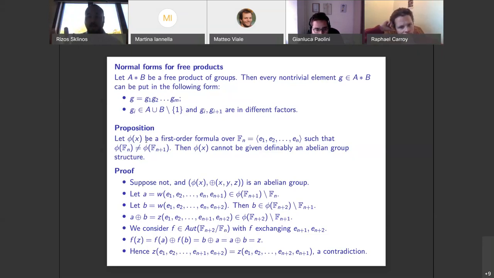So since my operation plus is commutative, I should have that Z is equal to F of Z, right? And that's the contradiction, because Z now is an honest element of Fn plus 2, and if you check the normal forms of Z, E1, E2, En plus 1, En plus 2, and the normal form of F of Z, they would be different. I would have exchanged where En plus 1 appears with En plus 2. So the normal forms cannot be the same, since En plus 2 would be an honest element somewhere in the normal form.